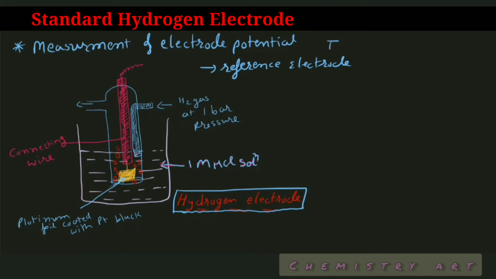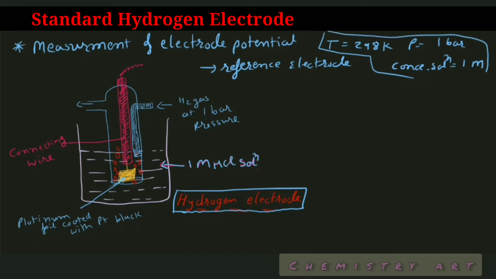So first of all, what do you mean by standard? Standard means the temperature should be 298 Kelvin, the pressure should be 1 atmospheric pressure or 1 bar, and the concentration of the electrolyte should be 1 molar. And here we are taking the hydrogen cell. If the hydrogen electrode is at this condition, temperature 298 Kelvin, pressure 1 bar or 1 atm, and the concentration of the solution is 1 molar, then we can say that it is working under standard condition.